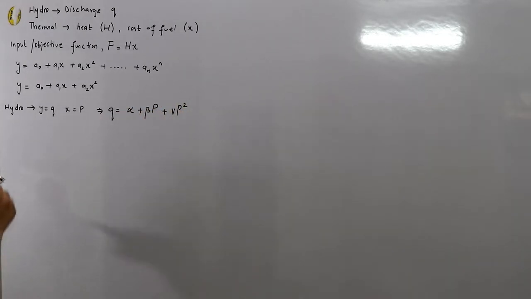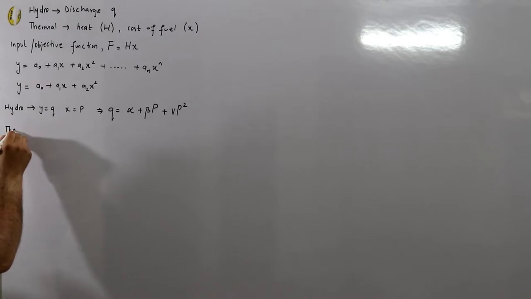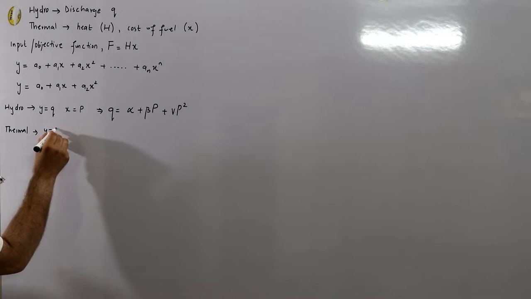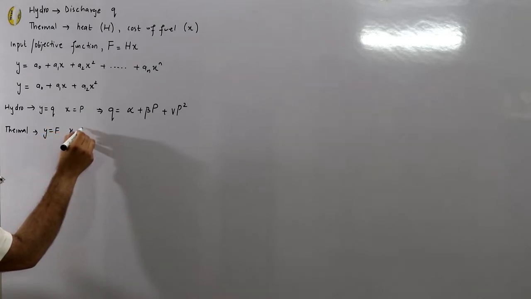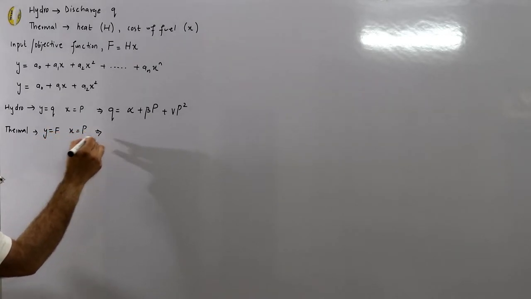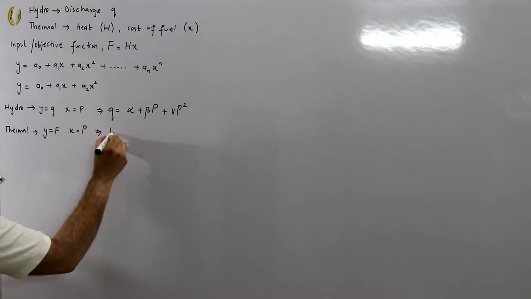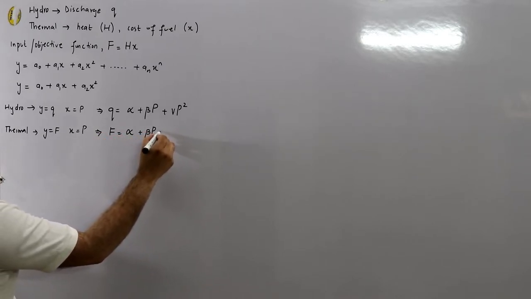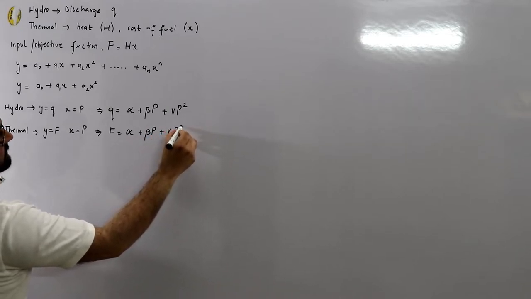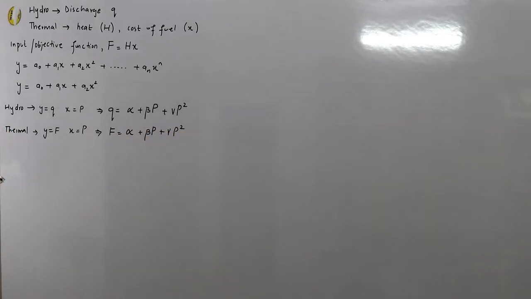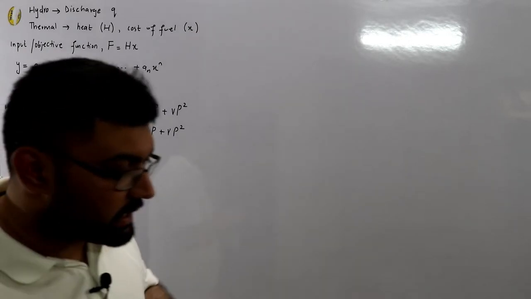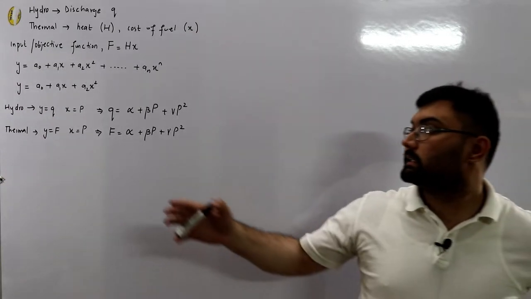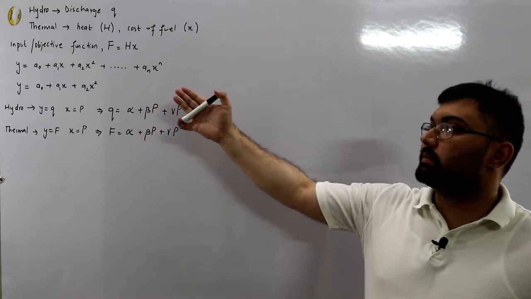Similarly, for the thermal power station, the Y is the input function F and the X is again the P. So I would have F is equal to alpha plus beta times P plus gamma times P squared. Now, a point may arise in your head, that over there I said that X is the independent variable and Y is the dependent variable.